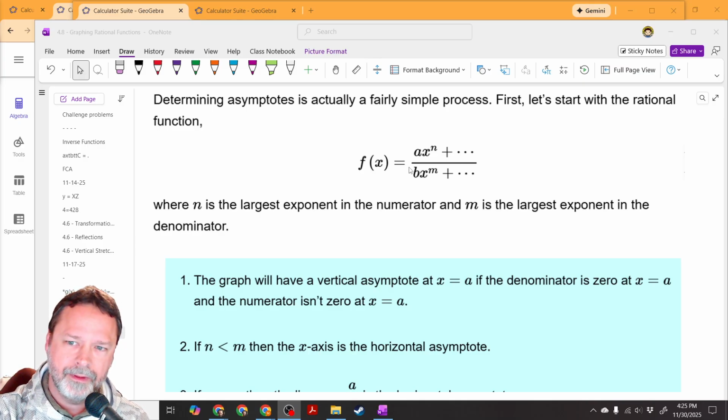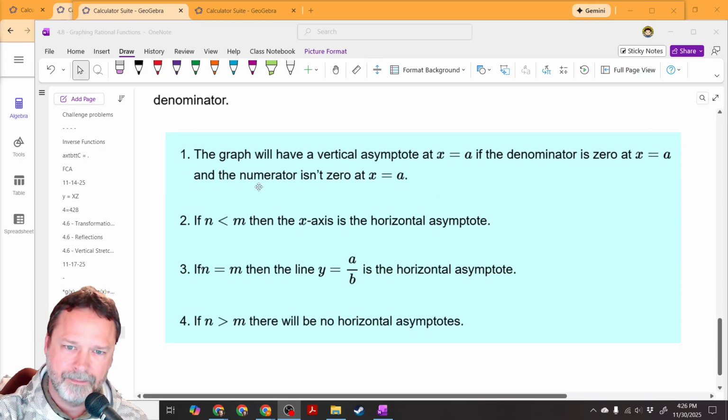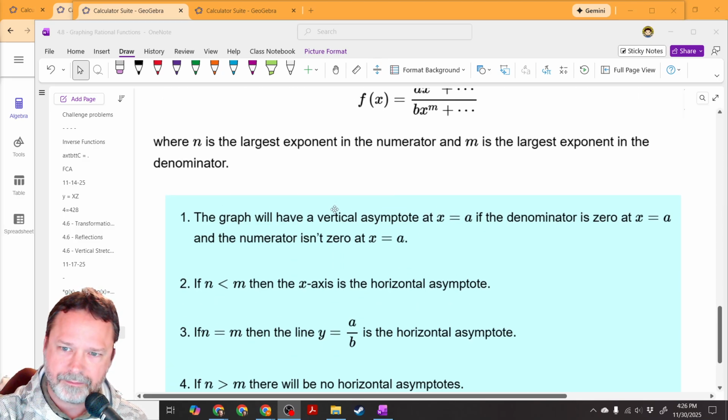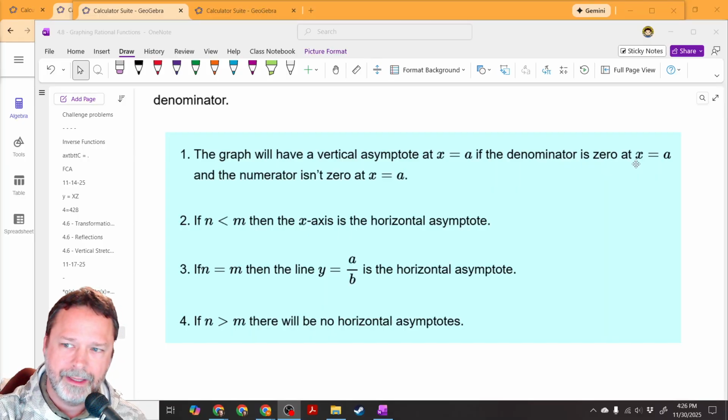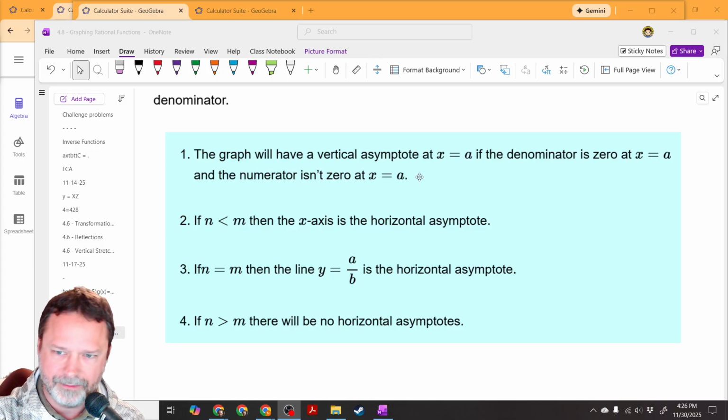Given a rational function where the numerator is of degree n and the denominator is of degree m, the graph will have a vertical asymptote at x equals a if the denominator is 0 at x equals a and the numerator isn't 0 at x equals a. Of course, we don't want 0 over 0. That would not be good. Then we have a tricky thing to deal with.